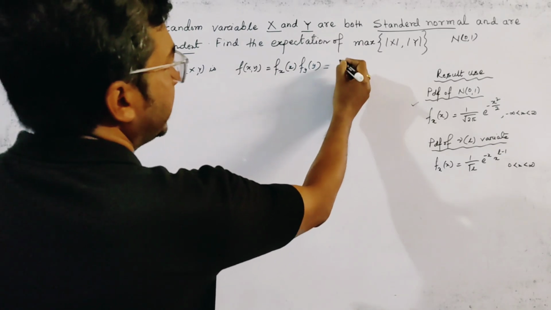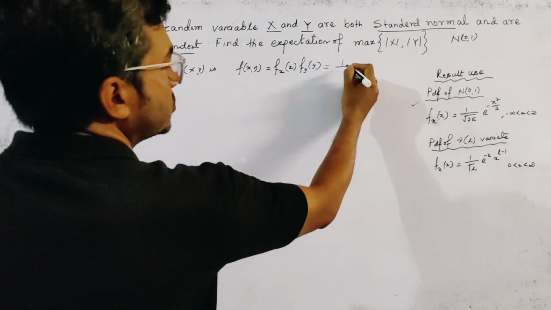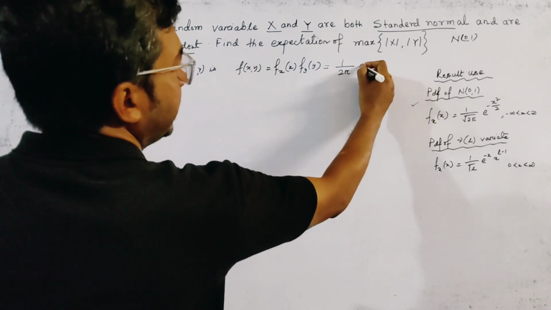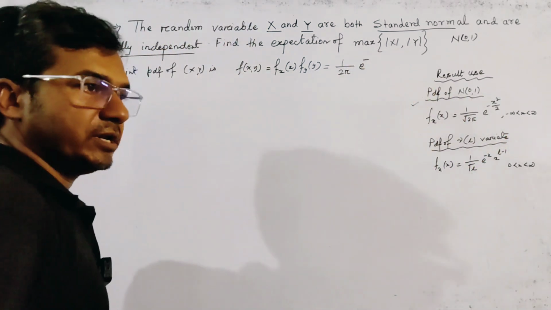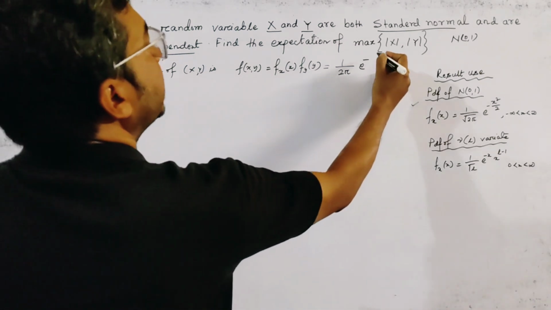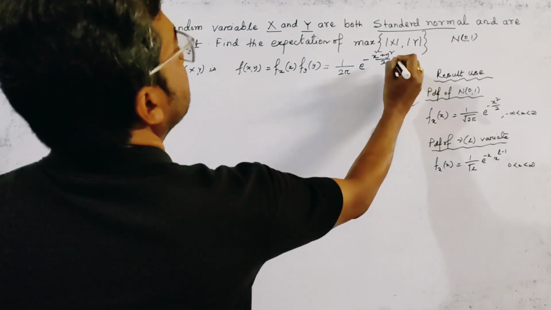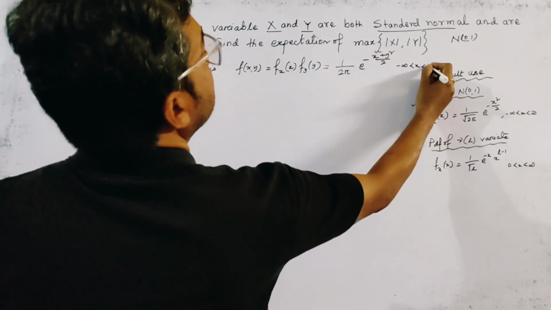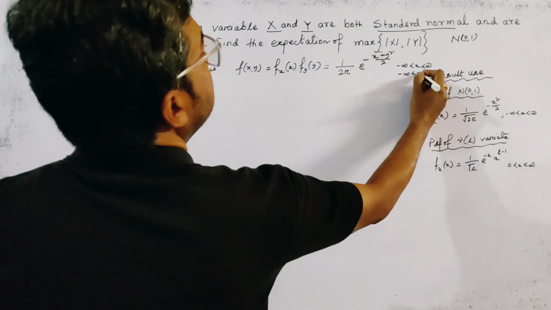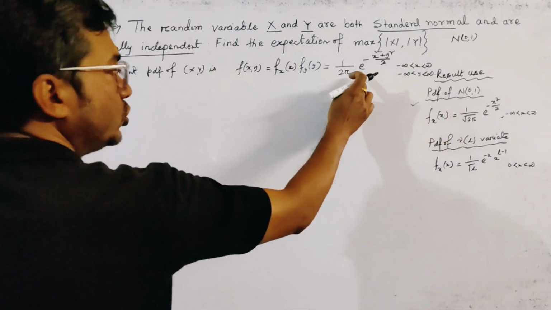So we multiply both, 1/√(2π) times 1/√(2π), so this is 1/(2π), and e^(−x²/2) times e^(−y²/2). So we write e^(−(x²+y²)/2), for −∞ < x < ∞, −∞ < y < ∞. This is the joint PDF.